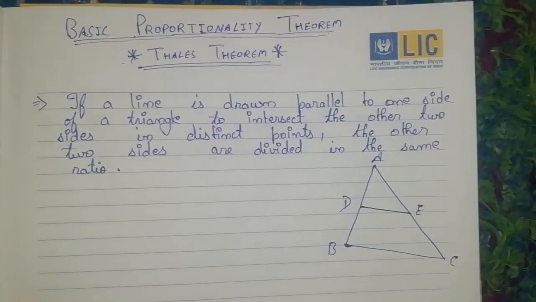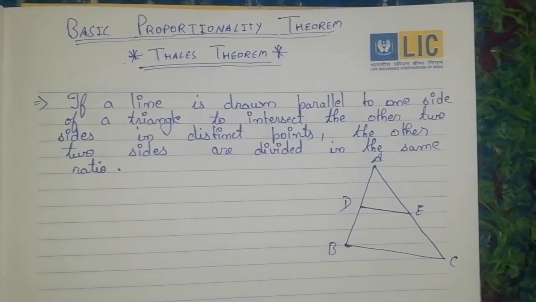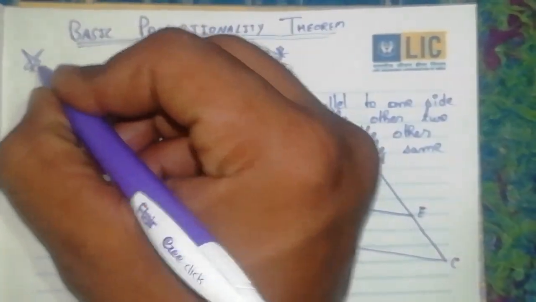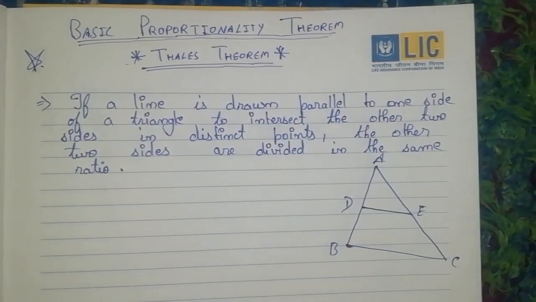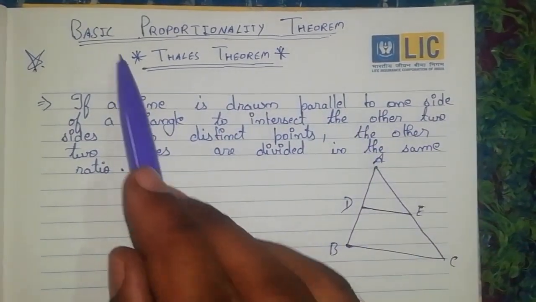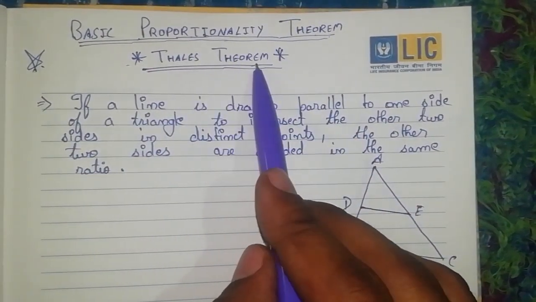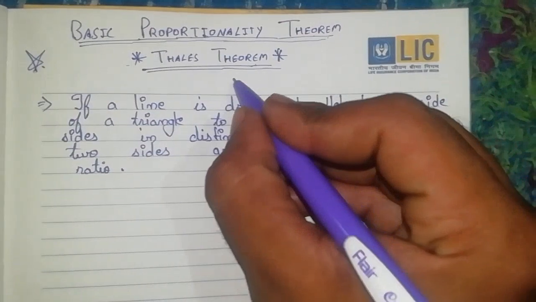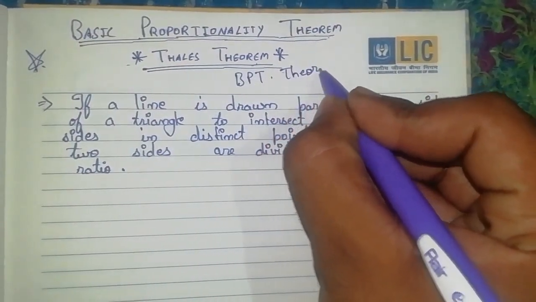Okay, so now we are going to learn one of the most important theorems, which can be asked directly to prove, that is the basic proportionality theorem. It is also known as Thales theorem, and in short we can say it is the BPT theorem.